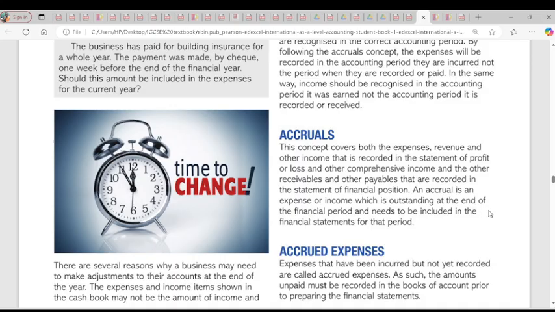So accrued incomes are income that is expected in the business. Accrued expenses are expenses that have been incurred by the business but have not been paid for. Clear? So for accrued expenses, what do you do with accrued expenses?